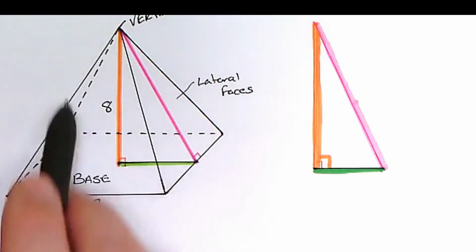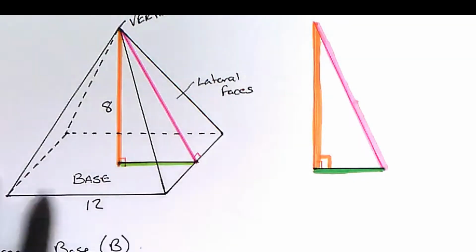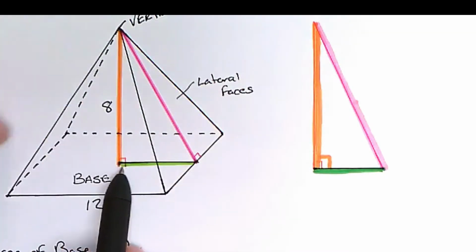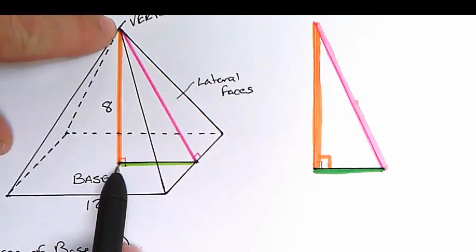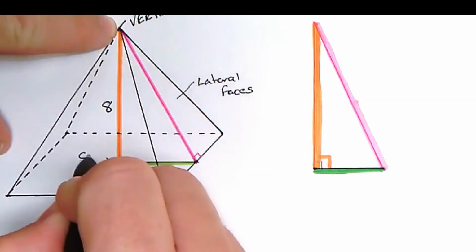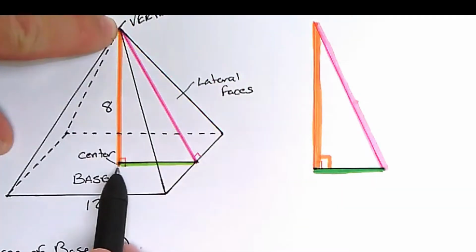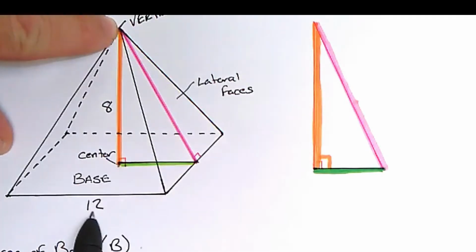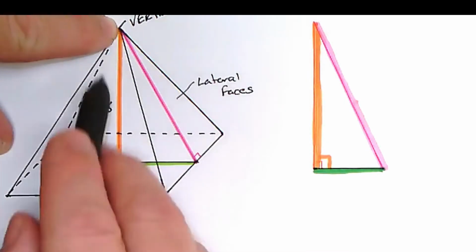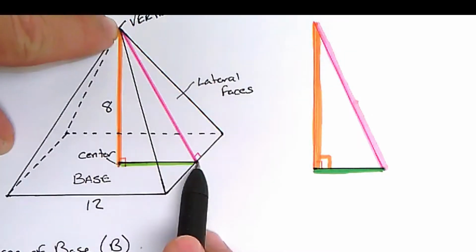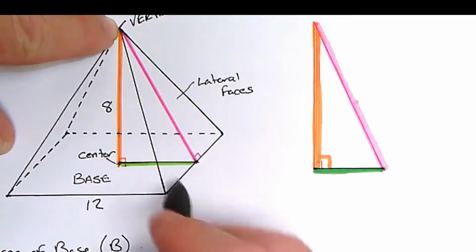Now, in addition to the base, we have the height of our pyramid, which is simply the segment that goes from the vertex to the center of our base. So the height of our pyramid, in this case it's 8, and our base, we're going to say the side is 12. Now, because it comes down to the center, we know from previously from polygons that the segment from the center to the midpoint of a side is the apothem.